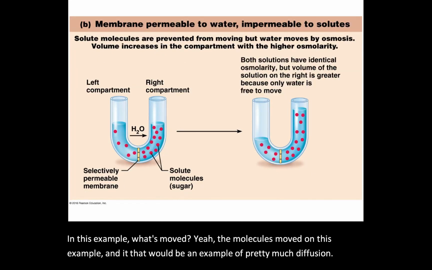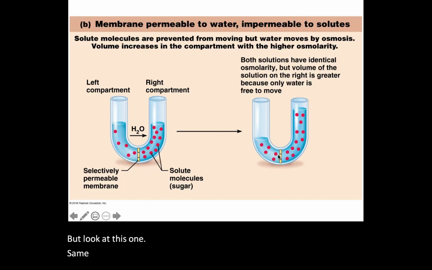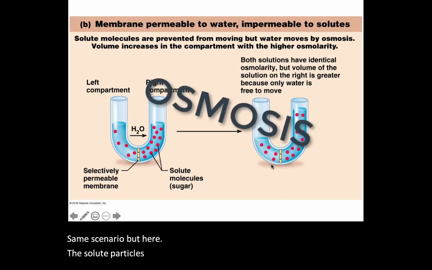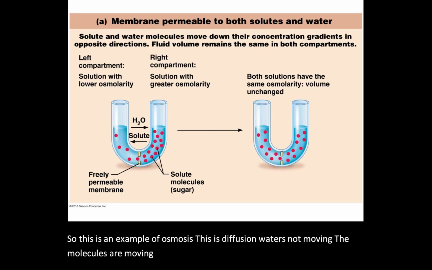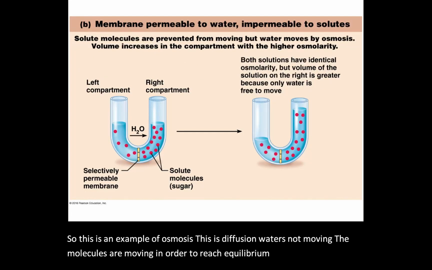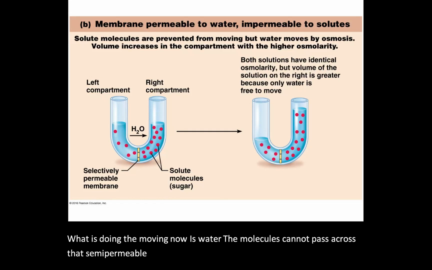But look at this one. Same scenario, but here the solute particles cannot cross the membrane, but the water can. So this is an example of osmosis. This is diffusion. Water's not moving, the molecules are moving in order to reach equilibrium. But over here, what is doing the moving now is water. The molecules cannot pass across that semipermeable membrane. And so they have to stay right where they are. All right.